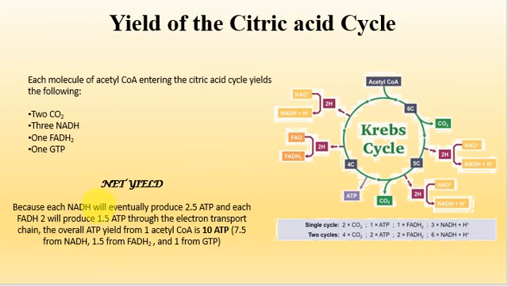So these are the yields we have discussed. The net ATP yield will be 10 ATP: 7.5 from NADH, 1.5 from FADH2, and 1 from GTP.